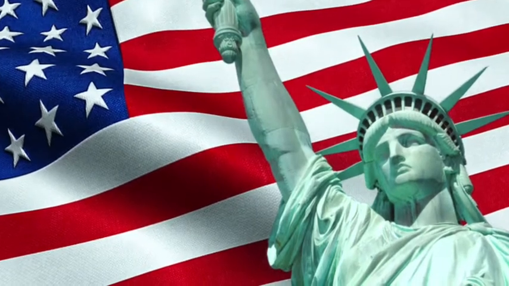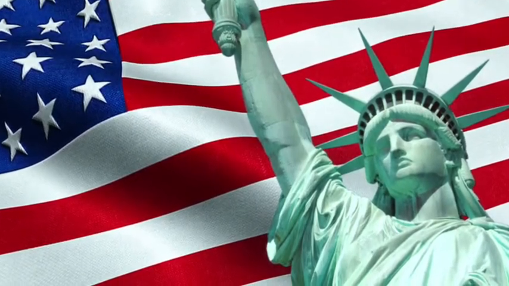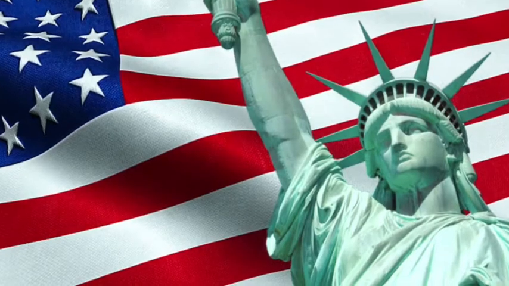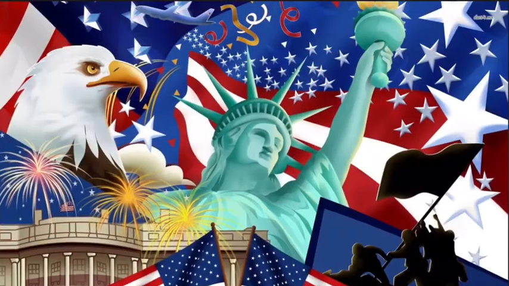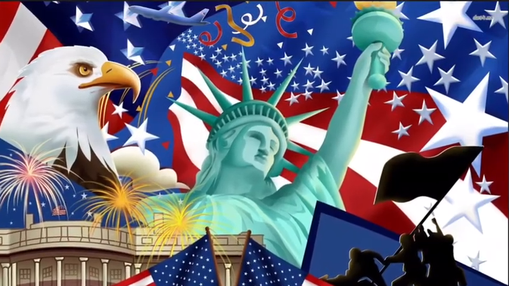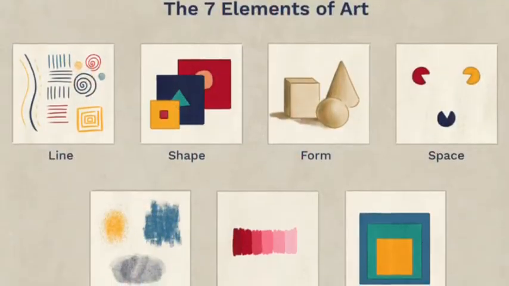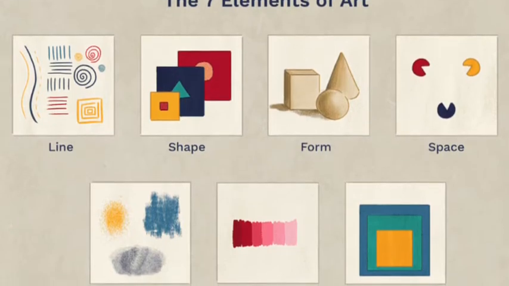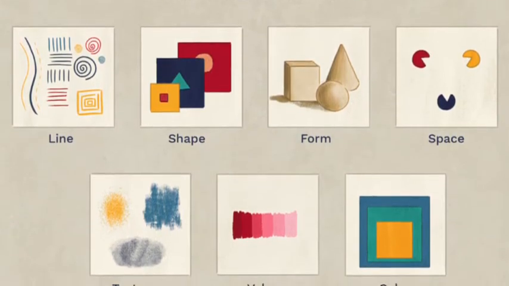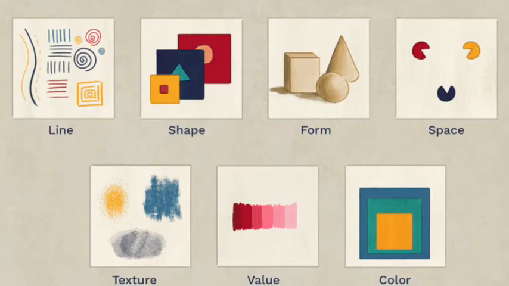This week in art, we will be learning about American symbols. A symbol is something that stands for something else, and the flag is a symbol. The eagle is a symbol. We will also be looking at the 7 elements of art in order to draw our picture: lines, shapes, colors.